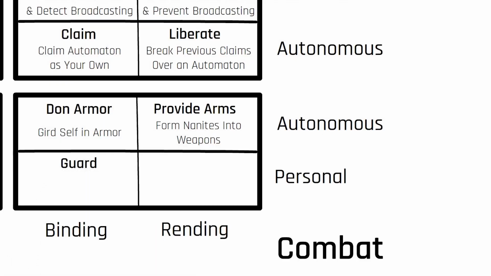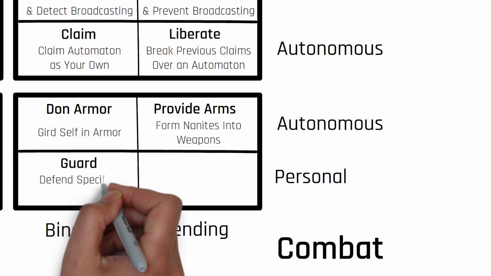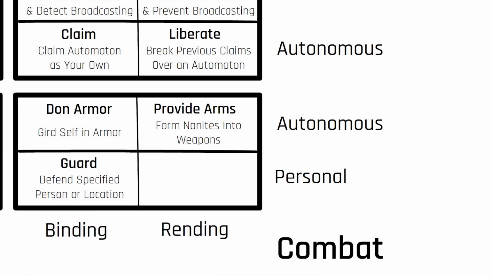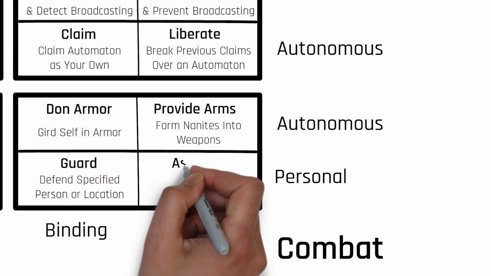That's just where they are commanding an automaton to guard or protect a specific place or structure. And there will be nuances based on whether you have claimed it or not and what its previous programming was. You don't necessarily know what that means, but it's being bound to a place to protect it. Then the rending effect is assault.